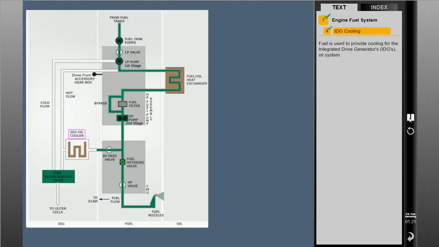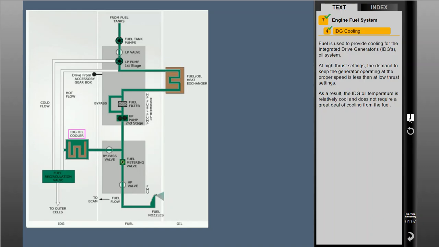Fuel is used to provide cooling for the Integrated Drive Generators, or IDG's, oil system. At high thrust settings, the demand to keep the generator operating at the proper speed is less than at low thrust settings. As a result, the IDG oil temperature is relatively cool and does not require a great deal of cooling from the fuel. In this case, most of the IDG oil cooling fuel is returned to the main flow and burned in the combustion chamber.